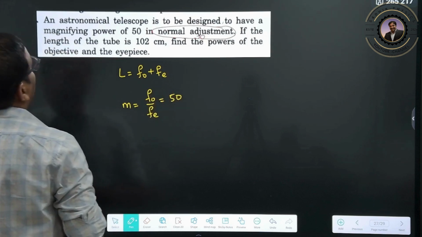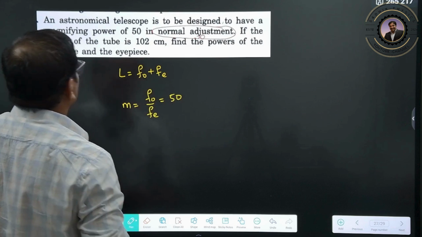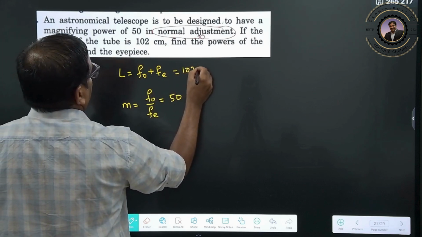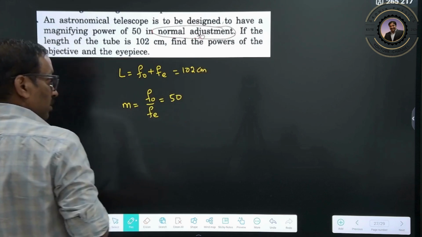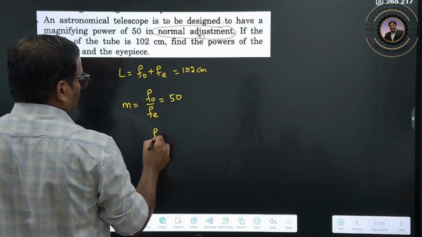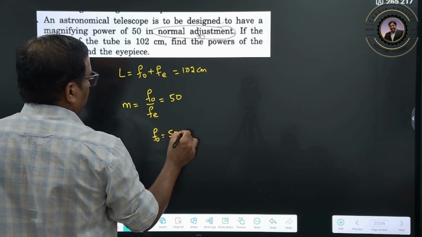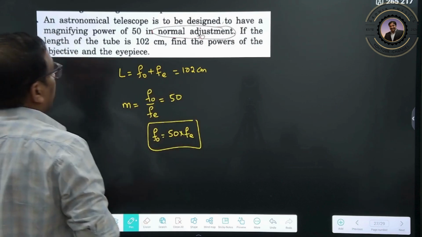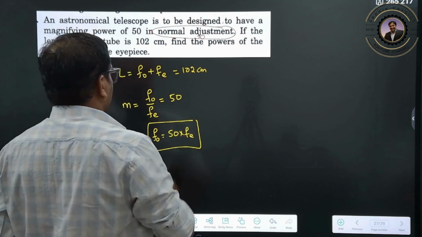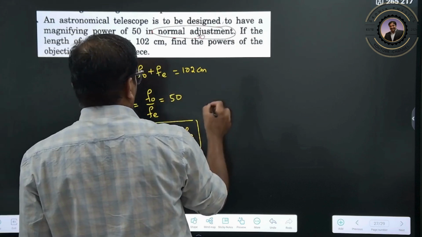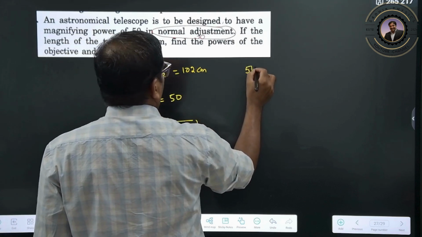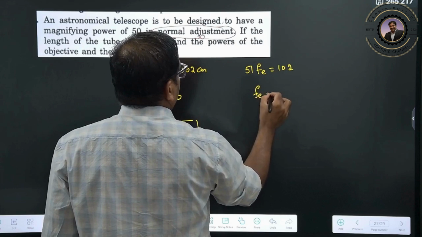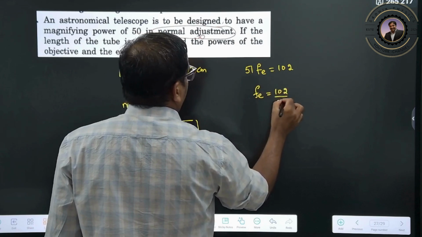So tube length is how much now? Tube length is nothing but 102 centimeter. Clear? So therefore F0 is equal to 50 into Fe. Substitute in this, therefore we can calculate the F0 and Fe values. So 51 Fe is equal to 102. So Fe is equal to 102 divided by 51.